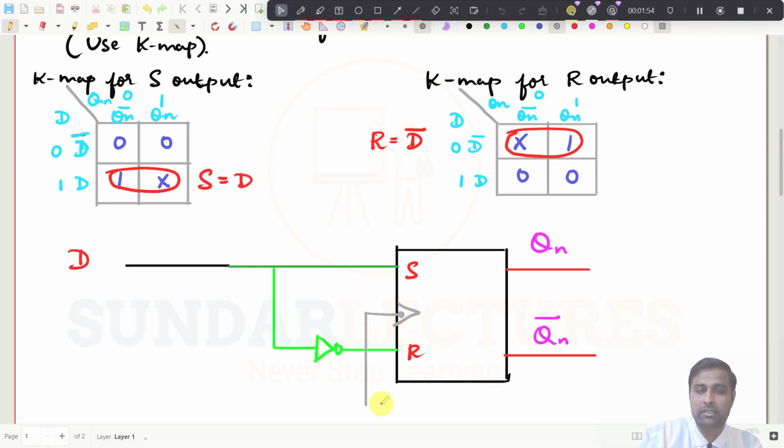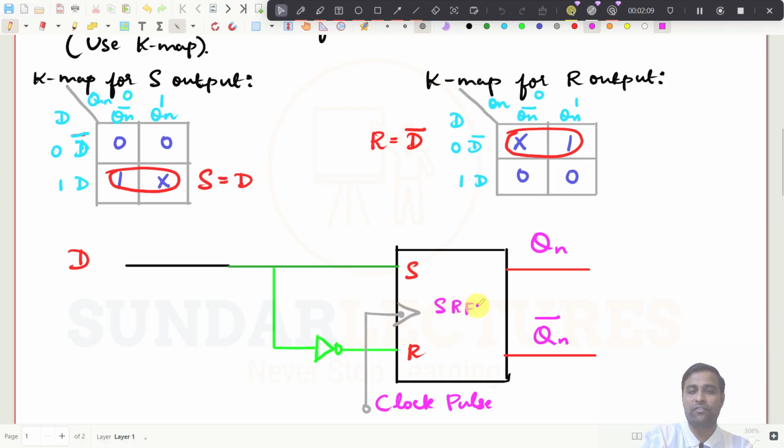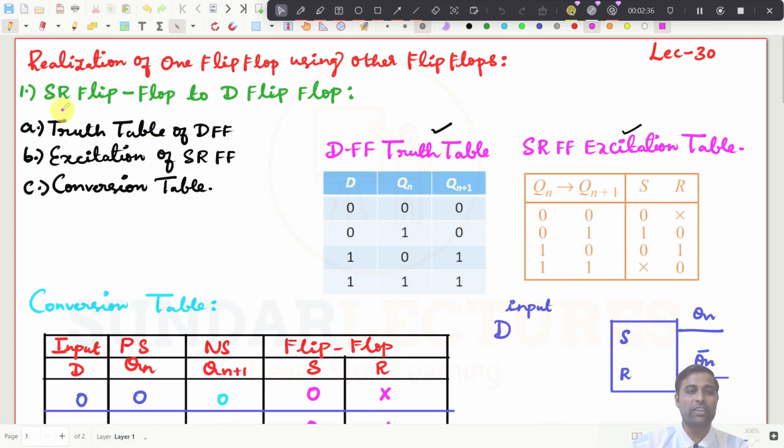So this one can be given to clock pulse, right? This is now clock pulse. So now you see here, I have an SR flip flop with me now. But what I can do now, if I give 0, this QN will become 0. If I give 1, this QN will become 1. Right? Now I can use this SR flip flop as a D flip flop. Can you understand? This is the idea. See what I have told you in the beginning.